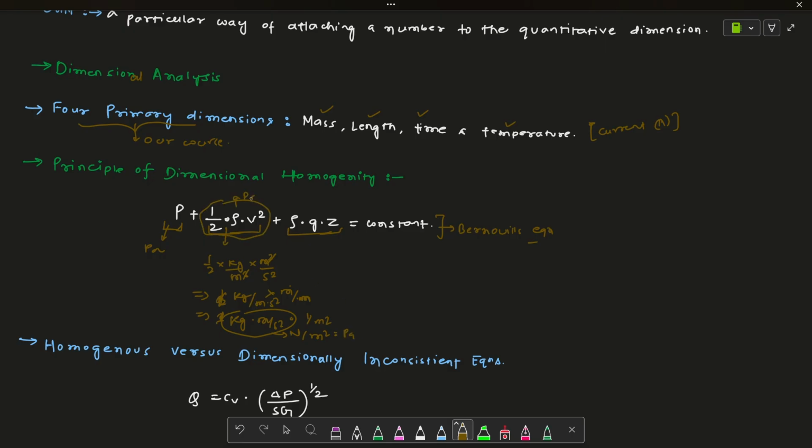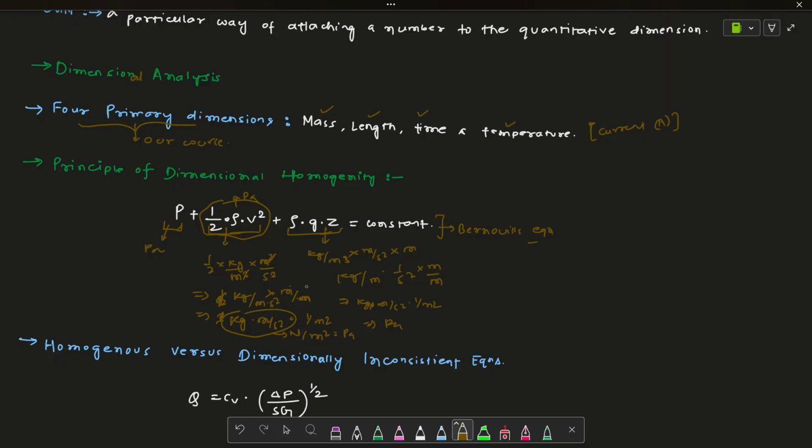And if we see this term as well, we have kg per meter cube, meter per second square, into meter, meter square, so kg meter per second square. If we again multiply meter above and meter below, we get kg meter per second square, 1 by meter square. This again comes to Pascal. So what I meant to say is, the principle of dimensional homogeneity says that in each term where we do the addition, the dimension of each additional term is the same.